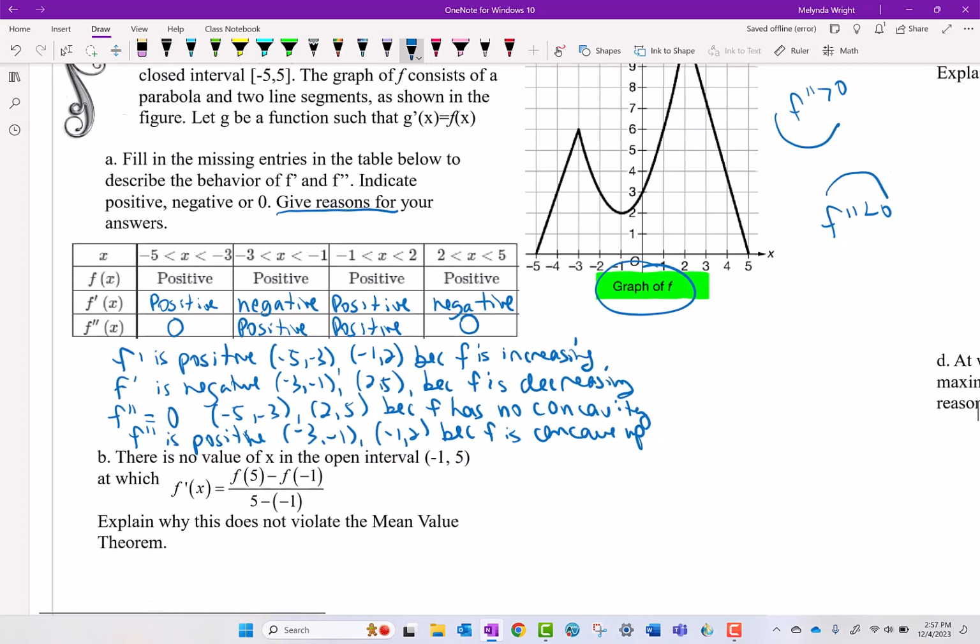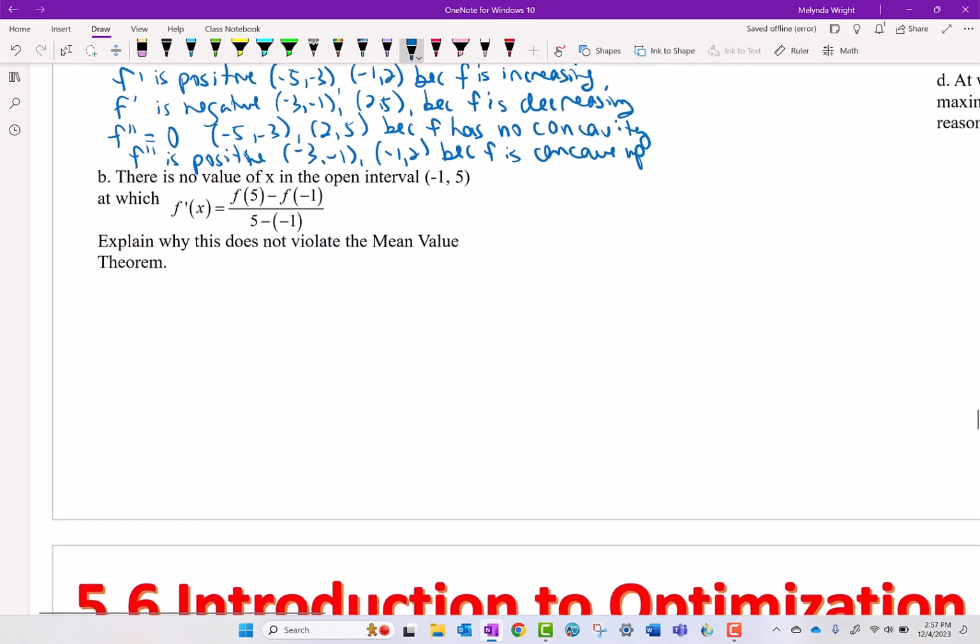All right, let's look at part B. It's telling us there is no value of x in the open interval -1 to 5 for which, okay, so remember, this is the mean value theorem right here. Remember the mean value theorem, f prime of c equals f of b minus f of a over b minus a, where b is 5 and a is -1. That formula should ring a bell. So they've actually filled out the formula for us. This is the formula, and remember, that's the conclusion of the mean value theorem.